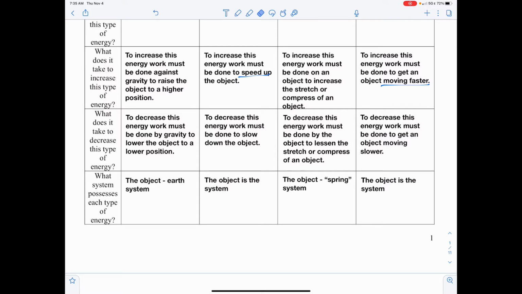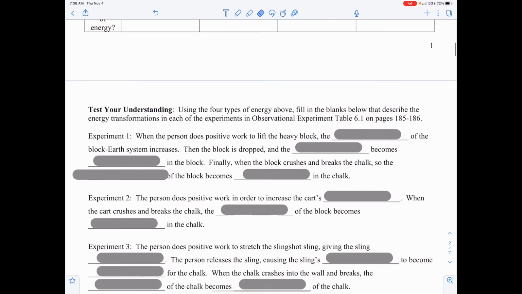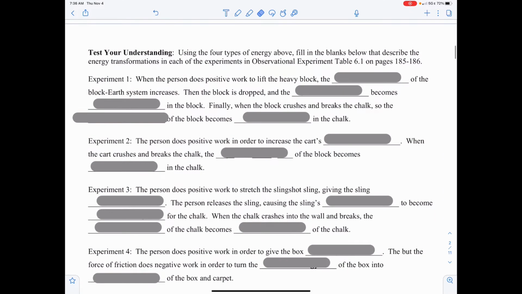Test your understanding. Using the 4 types of energy above, fill in the blanks below, describe the energy transformation. You can use the experiments in Observational Experiments 6.1 on pages 185 and 186.